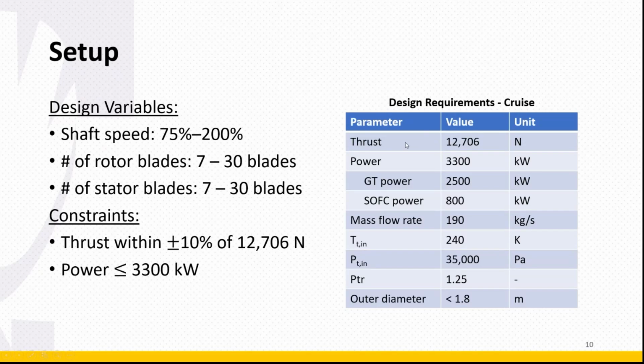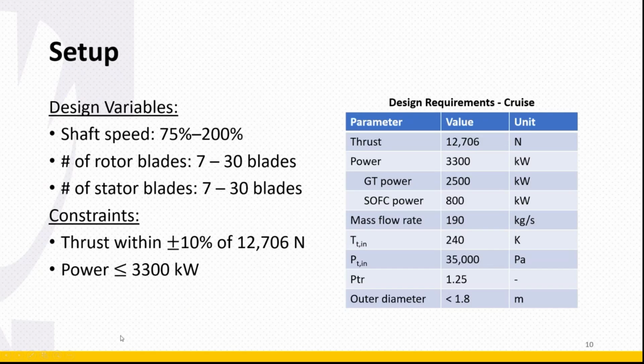So this table on the right is our list of design requirements for the cruise conditions. This is all taken from our steady state model from EASE. The design variables I'm considering in this study are the shaft speed. I allowed it to vary from 75% to 200% of the baseline design shaft speed, and the number of rotor blades and the number of stator blades, which I allowed to vary from 7 to 30 blades total.